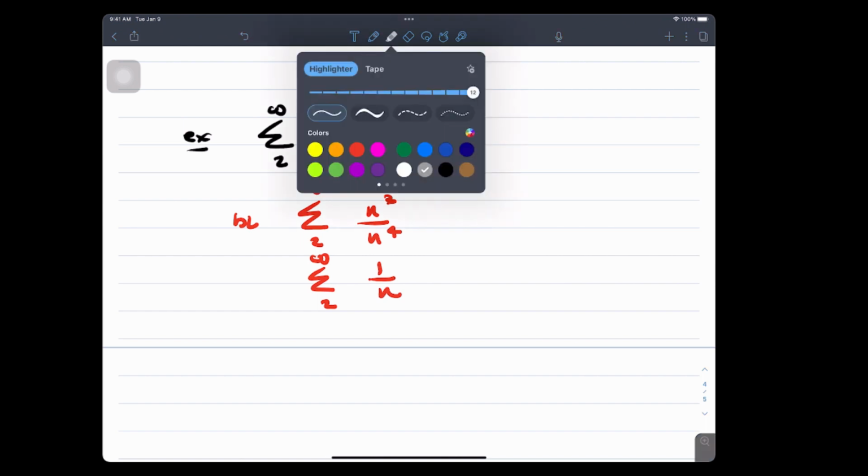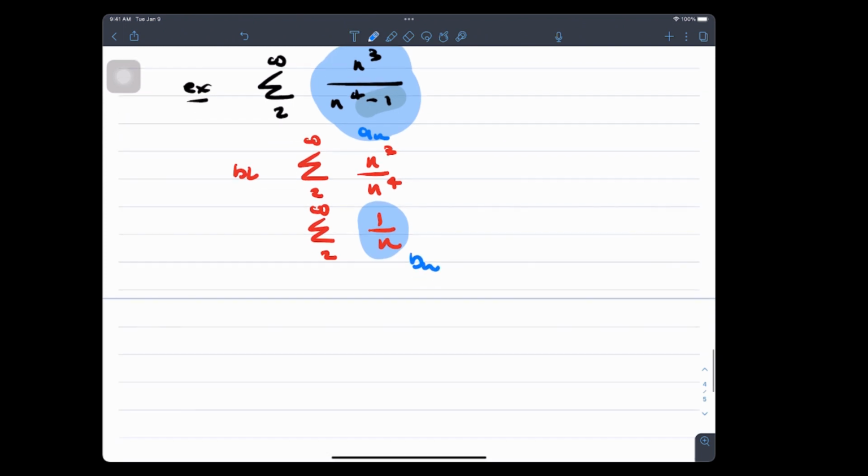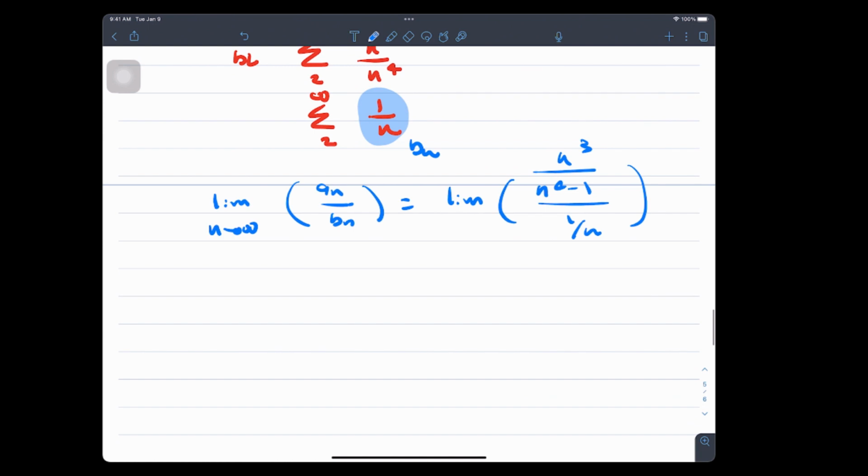This here is the b_n. So if I want to use the limit comparison test, that's what I'm doing. I need to look at the limit of a_n over b_n. I need to find that if that ratio is finite and positive, I can say something by the limit comparison test. Okay, so at this point, we're going to use that complex fractions here.